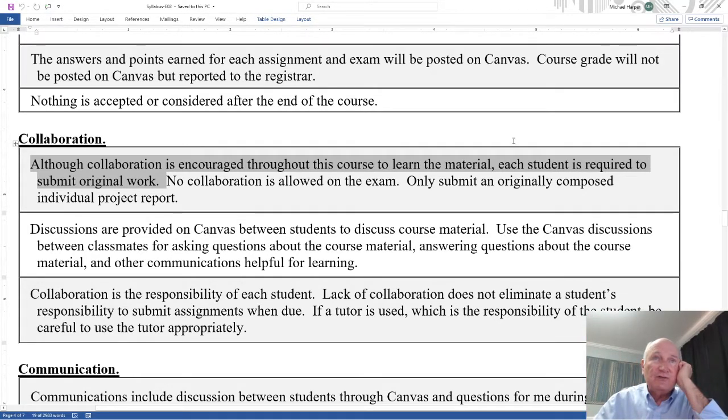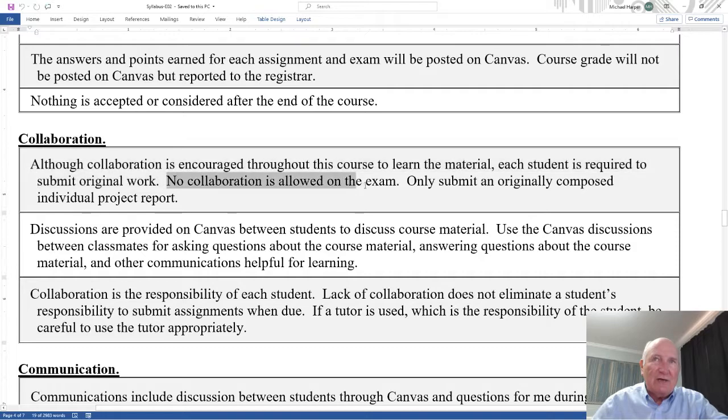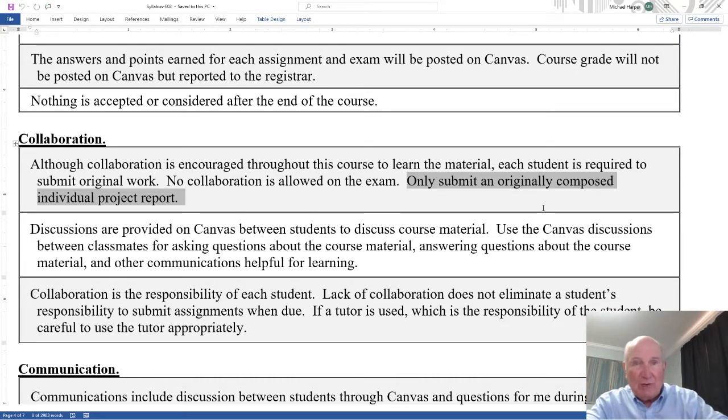But each student is required to submit original work. Don't give other people's work, you give your work. You can learn from other people, but once you learn, you submit your work. No collaboration is allowed on exams, and only submit an original, individually composed project report. You are not allowed to use other people's written work, or let other people do your exam for you. You do the exam and you write your own material. You can collaborate with other people to learn the material, but take your own exam and submit your own report.